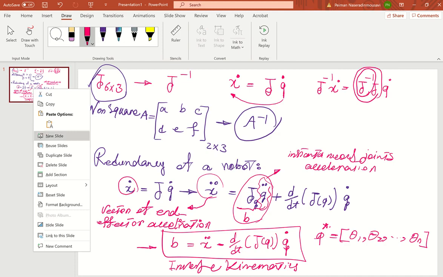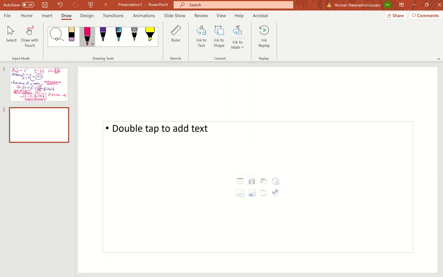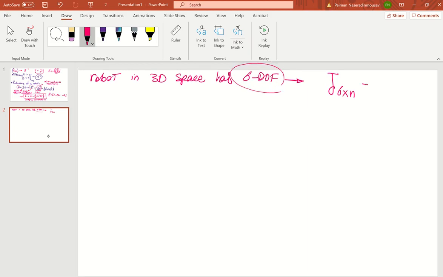So now, obviously, if you have a 6 degree of freedom robot, in the lab Baxter I showed just now, it has 7 degree of freedom. Suppose your robot in 3D space has 6 degree of freedom. So in this case, your Jacobian is gonna be 6 by n, right? Because you have 6 joints. So it's gonna be 6 by 6, right?